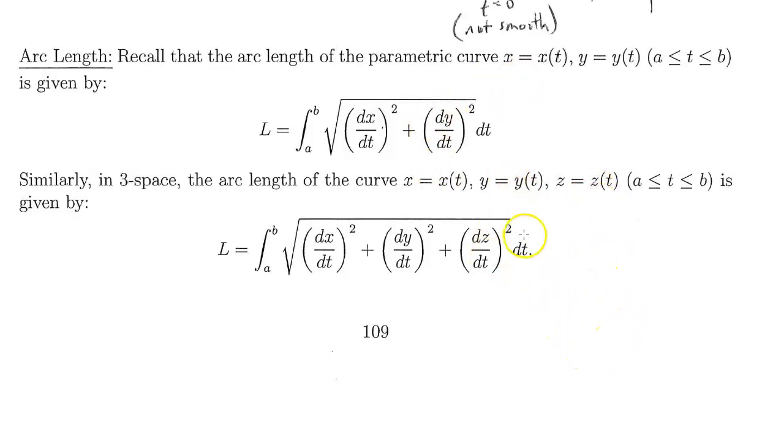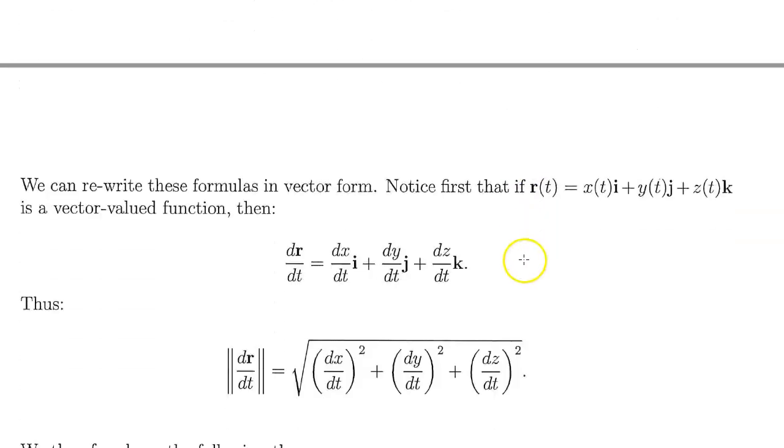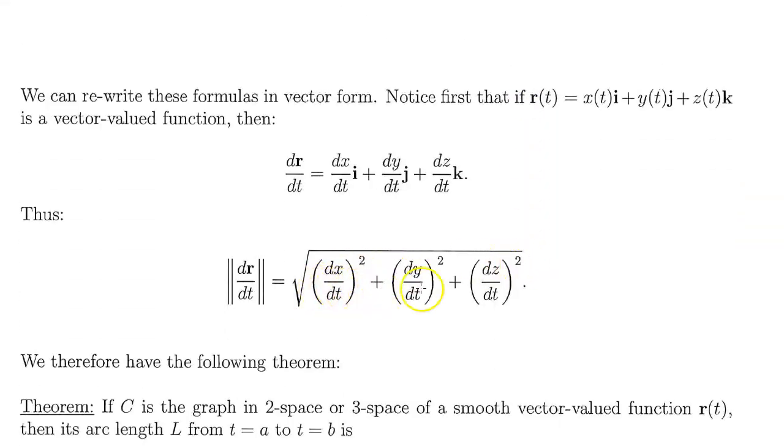You want to know how long is that curve from where it starts at t equals a to where it ends at t equals b. How long is that curve? Well, it's given by this formula, right? Notice it's a generalization of this formula. The arc length is the integral from a to b of the square root of dx dt squared plus dy dt squared plus dz dt squared, dt. But notice, there's a different way that we can write this.